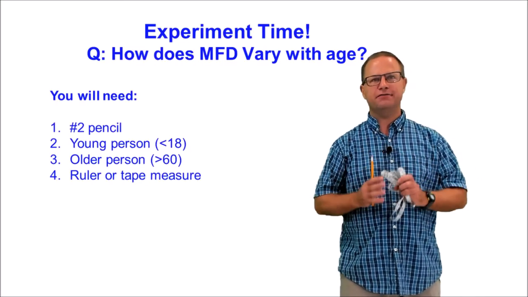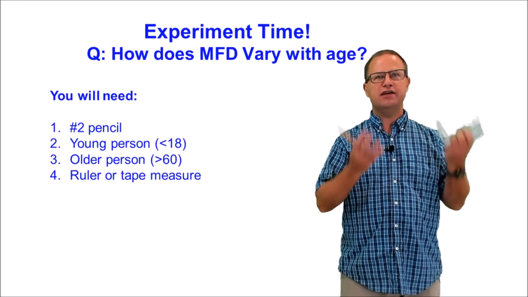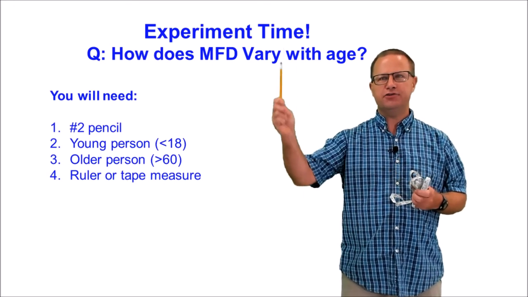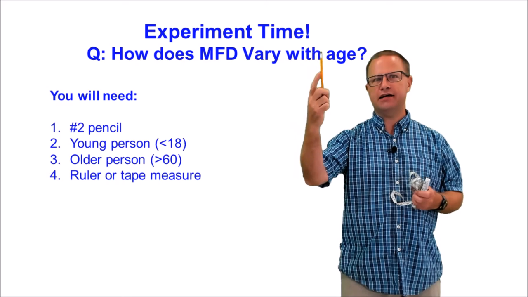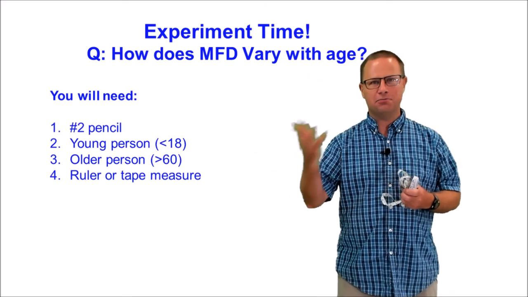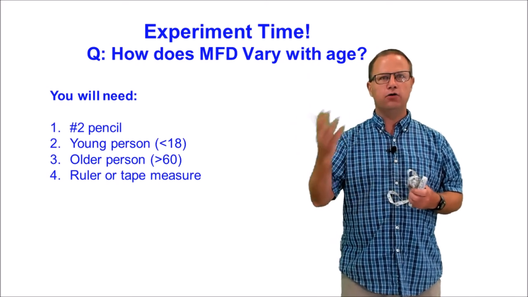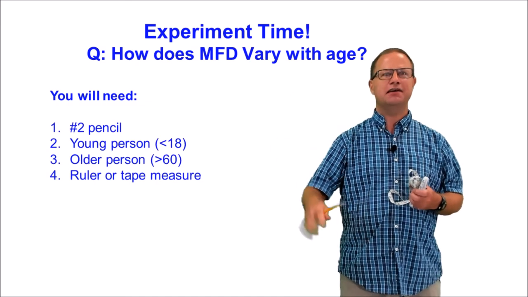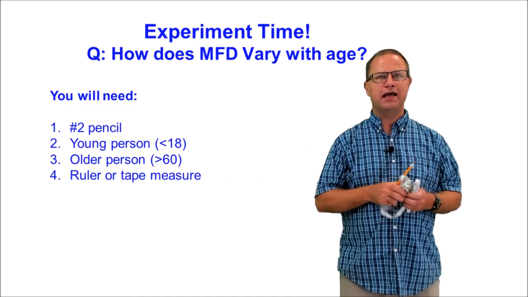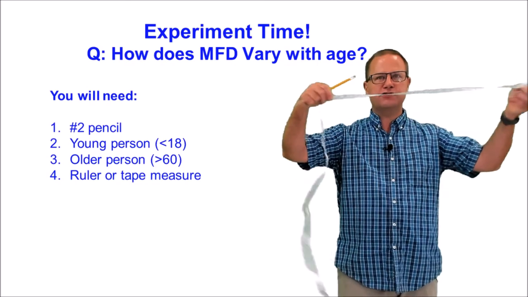This experiment, we're going to find out how minimum focal distance changes with age. So what do you need? You need a number 2 pencil that ideally has some writing at the top surface there. You also need a young person, somebody that's under 18, and an older person, ideally somebody that's over 60. But again, these should be people in your household. And finally, you need a ruler or measuring tape.